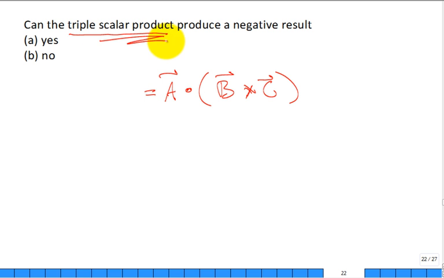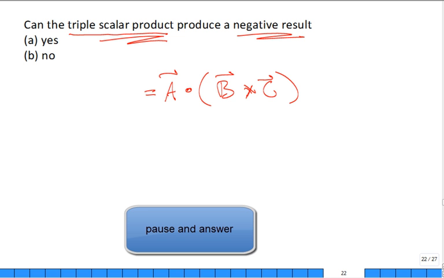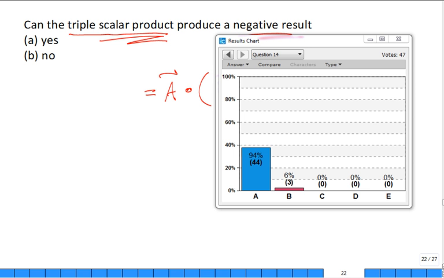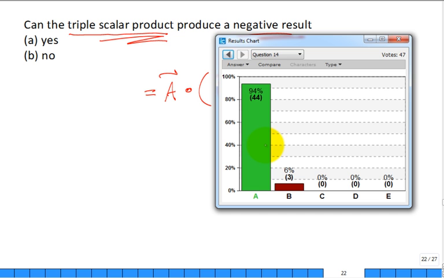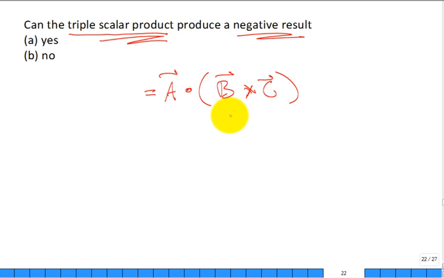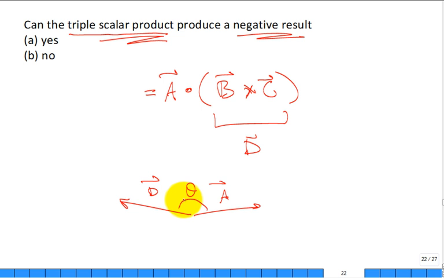Can the triple scalar product produce a negative result? Yes or no? It can produce a negative result. And when does it produce a negative result? Maybe you think of this as another vector D, and if I had A going in that direction, and D going in that direction, can you tell me a little bit about the angle theta between them? Larger than 90 degrees. And then we have the dot product of those two vectors. Would it give me a positive or negative result? Negative. A negative result.